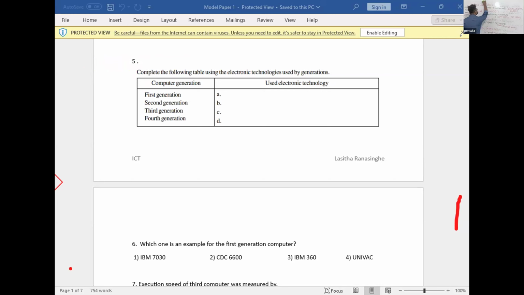Debug is a very common word in the IT field, right? Now I described much about the generations. Now let's go to the question.